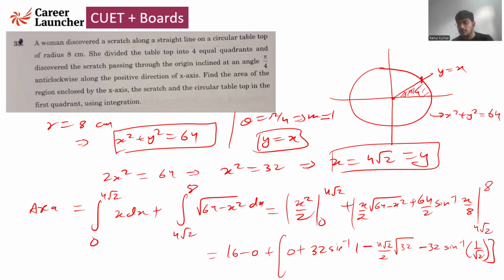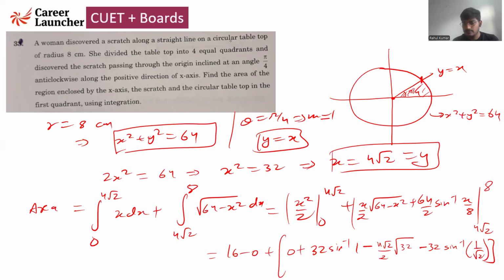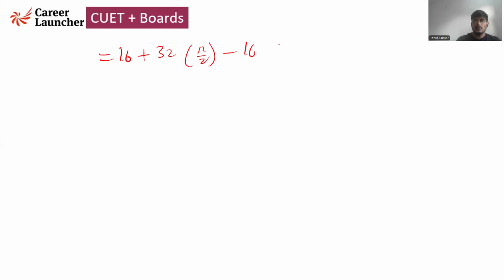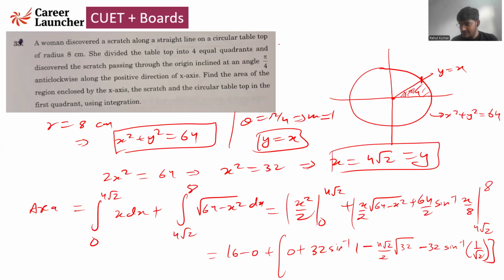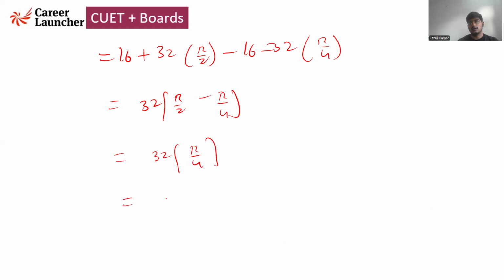Okay, the final answer is 16 plus 32 sine inverse 1. Means 32 times 4 root 2 multiplied with 4 root 2, which means 32 only. 32 by 2 is 16. And last but not least, I have minus 32 sine inverse this, so 32 times pi by 4. Now if you simplify this, you have 32 by 4, 4 8s are 32, and 8 pi is your answer.